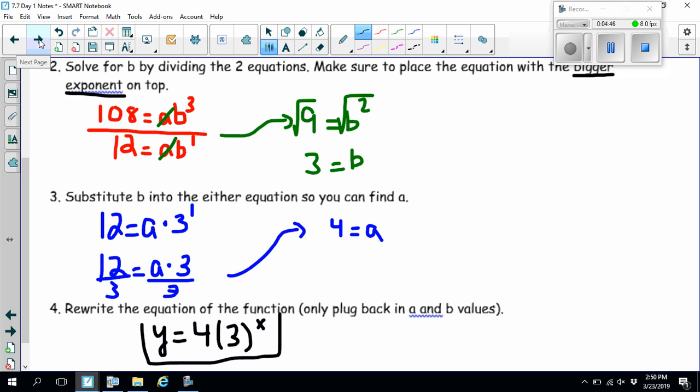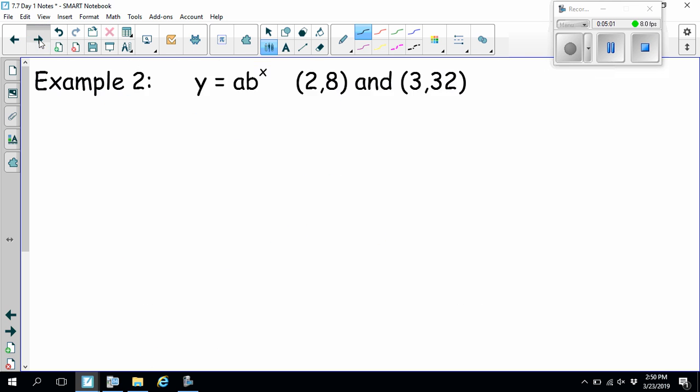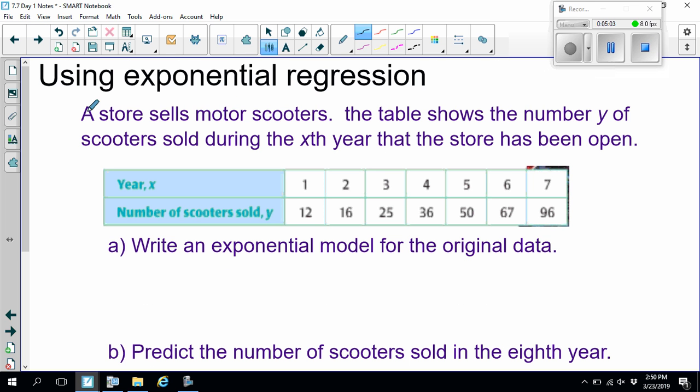Okay, now we're going to go ahead and move on to our regression. Remember, if you have any questions, make sure you're emailing me, come in before or after school, and at any time, make sure you slow down the video if you need to write everything down. So we're going to go ahead, skip these problems, and go into our exponential regression.